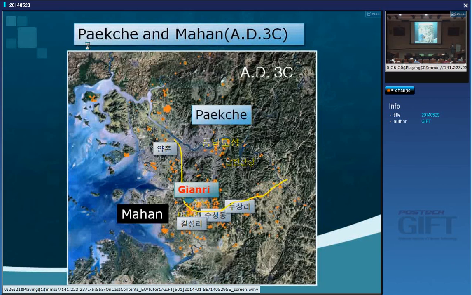Next, I'd like to explain the situation at the time. In the 3rd century, this place is Baekje, before the Three Kingdoms Baekje. Yes, this is Pungnap Castle. And this is Seoul, and this is the East and West Sea. And the Kiani site is here. And this area is the Mahan area. The Kiani site is located between two political powers, a very, very interesting situation.